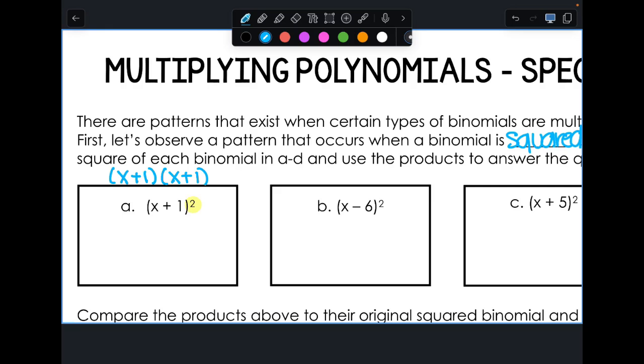First one, x times x is x squared, x times 1, 1 times x, and then 1 times 1. So you add the middle 2, right? You get x squared plus 2x plus 1. Everybody caught up? Okay. Because my first class said I was going a little too fast.